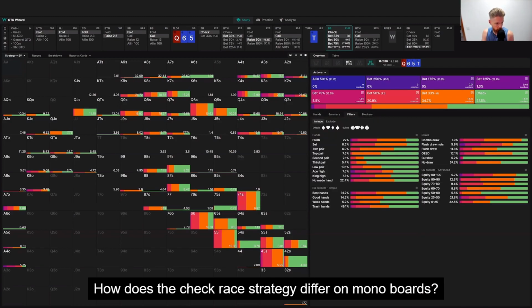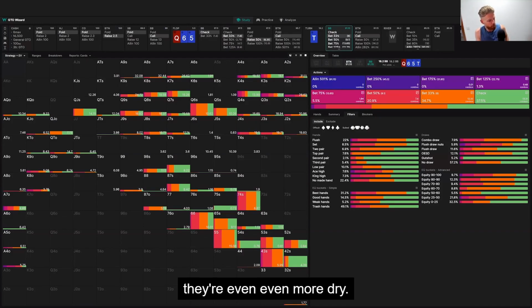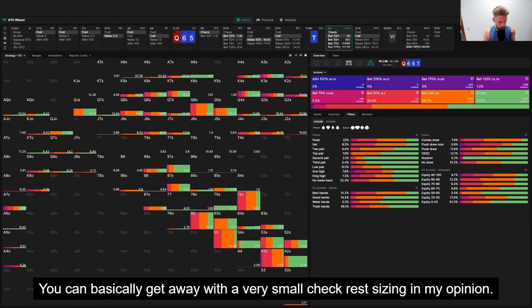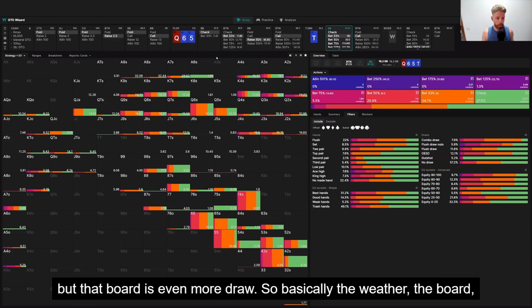How does the check raise strategy differ on mono boards? How do people differ from GTO on these boards? So mono boards, they're even more drawy. You can basically get away with a very small check raise sizing, in my opinion. And people usually tend to overplay those boards. But that board is even more drawy.